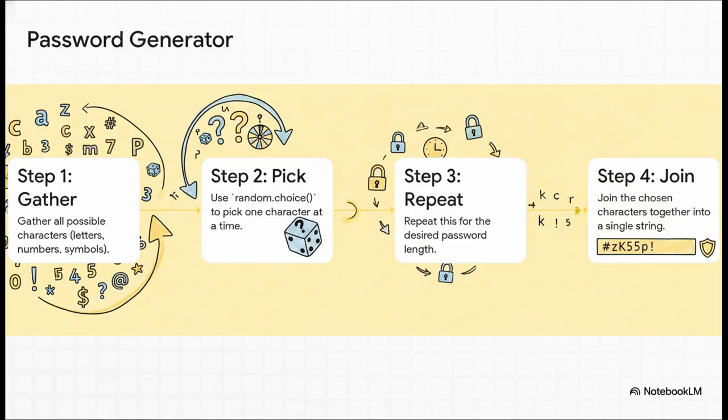So easy. Let's step it up a notch and think about a password generator. The recipe is actually a perfect mix of what we just learned. First, you make a giant string or list of all the characters you want to allow. Then you just loop for however long you want the password to be, and in each loop, you use random.choice to grab one character. Finally, you just join all those random characters together into your new password.